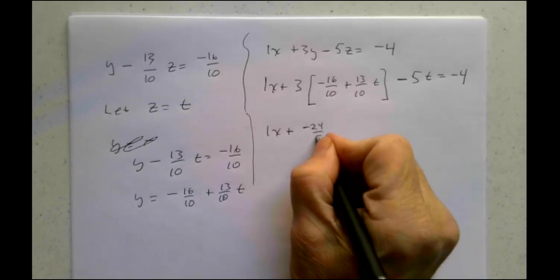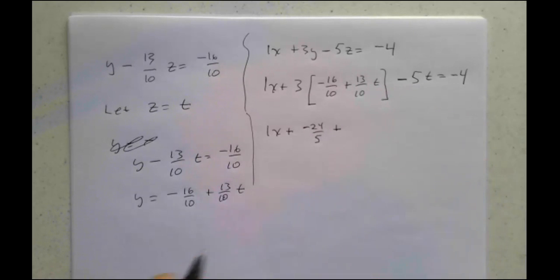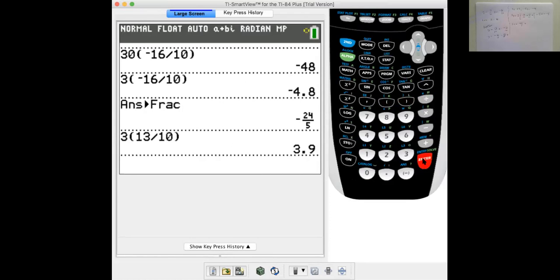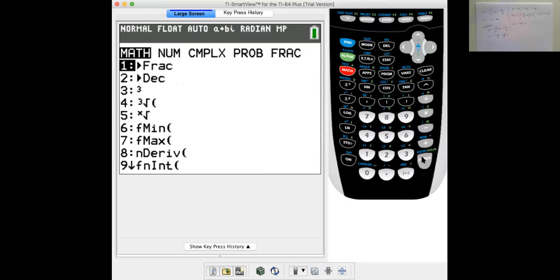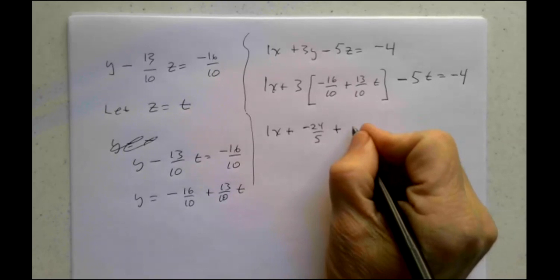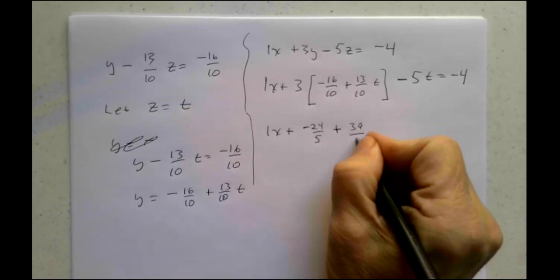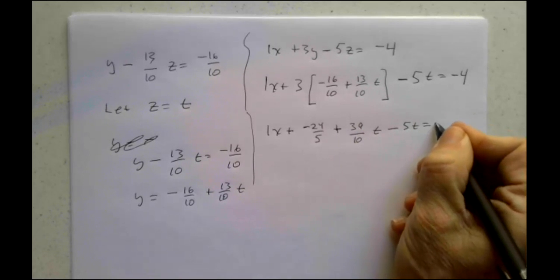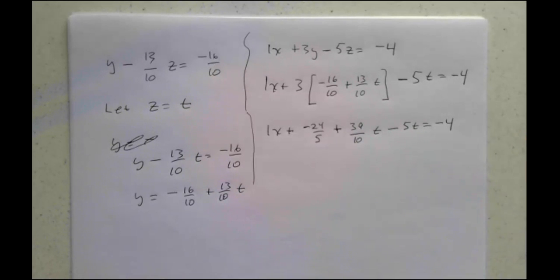Plus, negative 24/5 plus, how about 3 times 13/10 of t. So that's 3 times 13 tenths, and then don't forget the t. Three times 13 tenths is 39 tenths. Minus 5t equals -4. So I have 39 tenths t minus 5 tenths t.